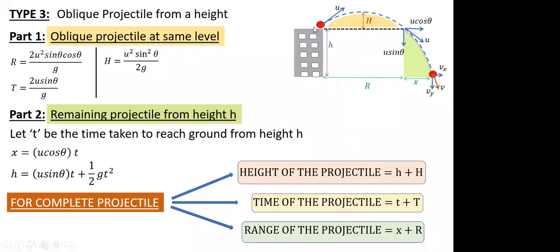Yeah, Tanmay, I'm talking about the entire projectile from the point it was projected from the top of the tower till it reaches the ground. So it is covering your capital R as well as small x. Look at the diagram. I'm talking about the complete projectile. So this is the approach or understanding which you can keep.